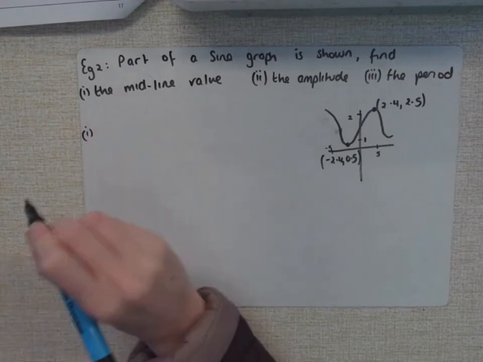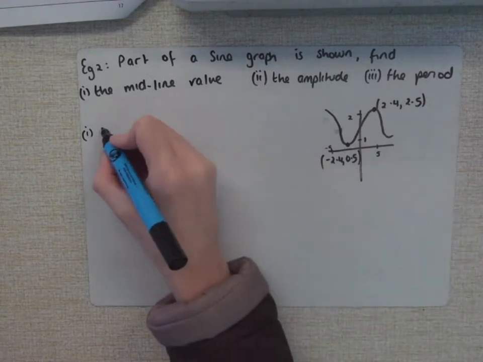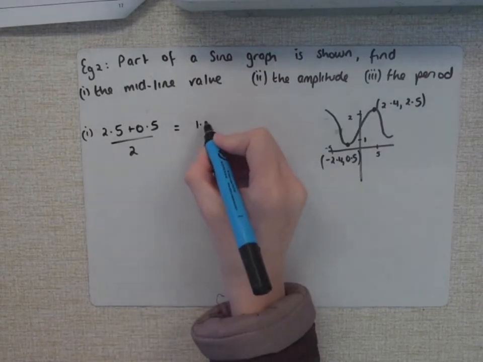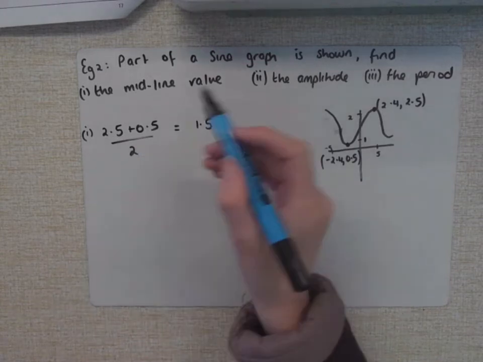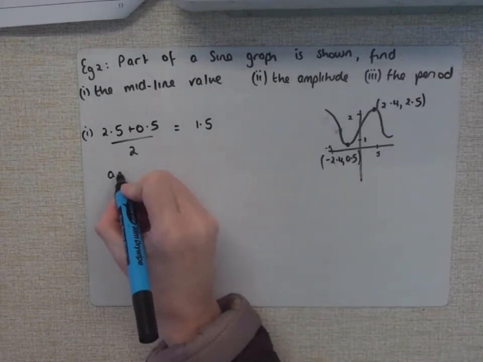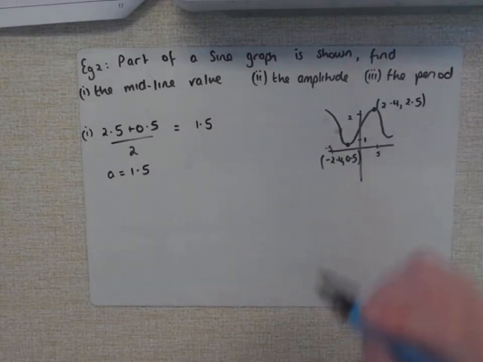So part 1. Your highest is 2.5 and your lowest is 0.5. So add them together, divide it by 2. That gets you your midline. Okay. So the midline value is 1.5. If they wanted the midline equation, it would be y equals 1.5. If we were trying to write the equation in the form y equals A plus B sine Cx, your A would be 1.5. Is that okay? So you're just going to add your highest and your lowest y values and divide by 2 to get the midline.